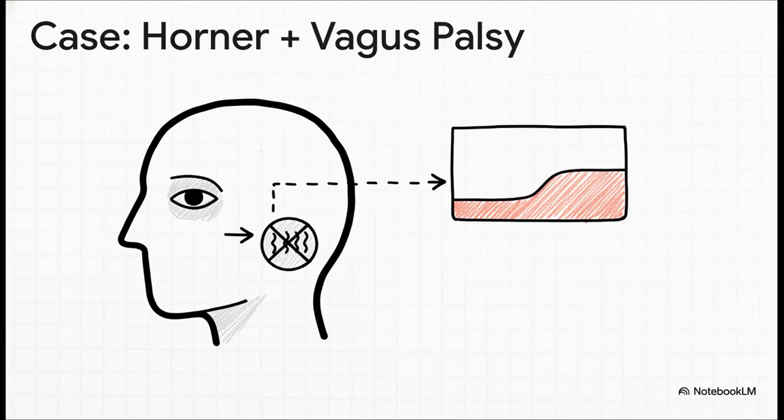Okay, let's try another one. Same principle. This time you see a small pupil, a droopy eyelid. That's classic Horner syndrome, right? But this patient also has a hoarse voice and can't swallow properly. Well, that points right to the vagus nerve. So you put it all together, and this specific cluster doesn't point to the midbrain anymore. Nope. This combination tells you the lesion is much lower, in the lateral medulla. See? Different symptoms, different spot, but the exact same logic.